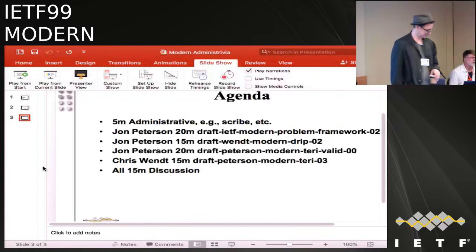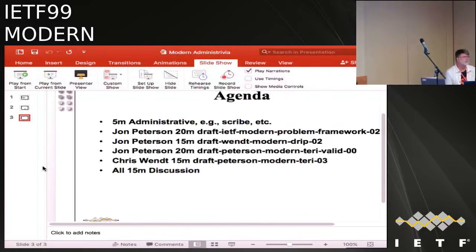So does anybody need the blue sheet? Yeah, there's at least one person that needs it also. Right there, okay.